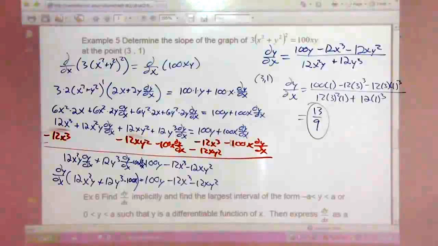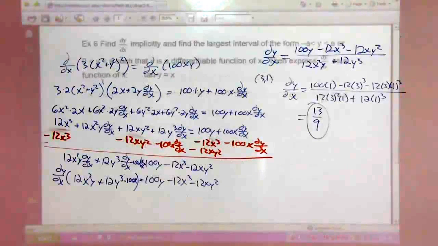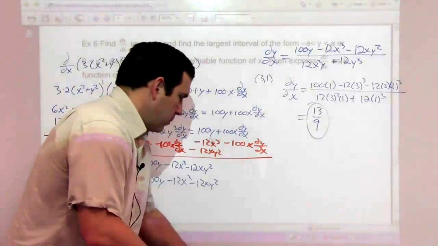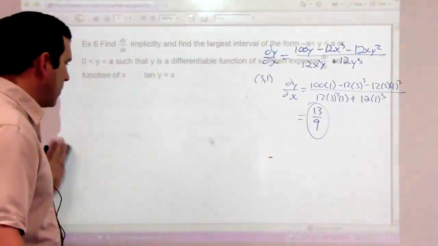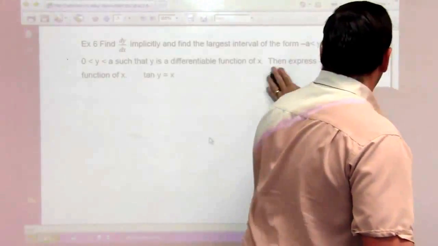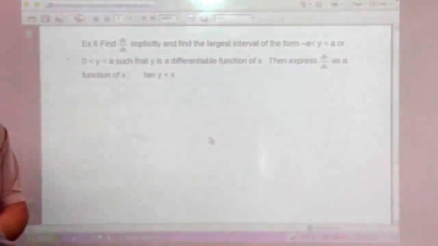I'm going to go on to example 6 now. Says find dy/dx implicitly and find the largest interval of the form negative a less than y less than a or 0 less than y less than a such that y is a differentiable function of x. Then express dy/dx as a function of x.